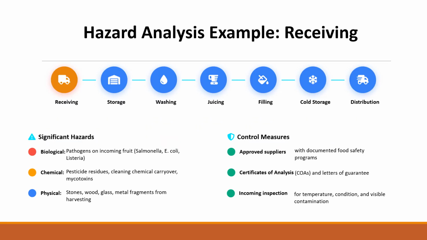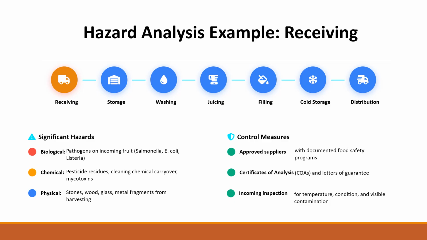Receiving is often one of the most important steps in the process because it's where hazards first enter the operation. Many food safety risks originate at receiving, which is why this step deserves careful attention during hazard analysis. From a biological standpoint, raw fruit can carry pathogens from the field environment. In addition, if water, ice, or other ingredients are received, those can also serve as potential sources of contamination.